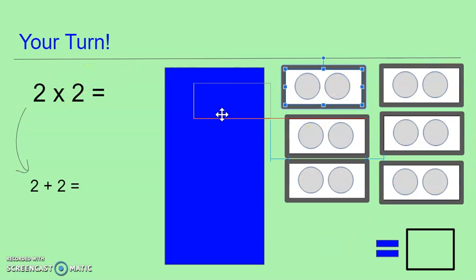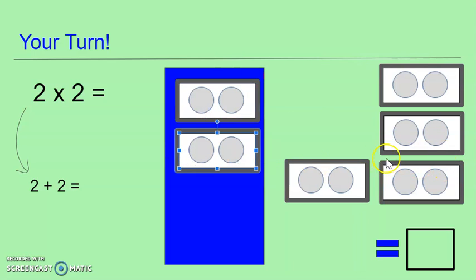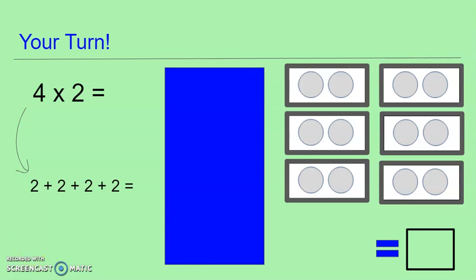So let's pull 2 groups of 2 into our blue square. Now let's add it up. We have 1, 2, 3, 4. So 2 times 2 is 4. All right, let's do one more here.